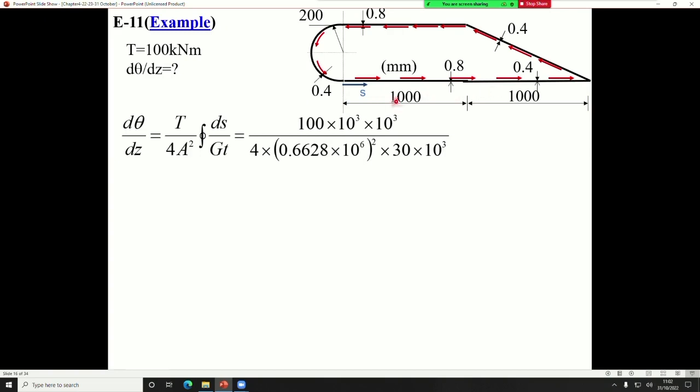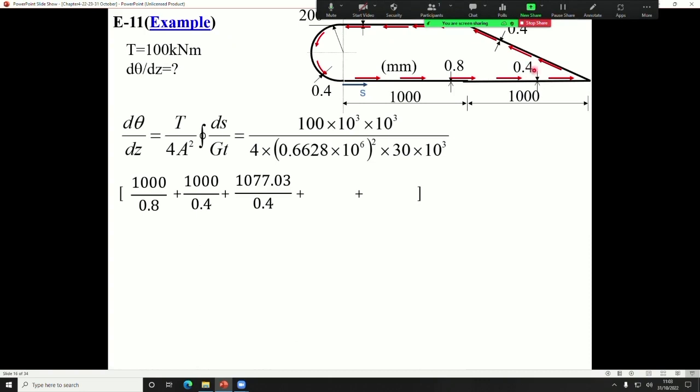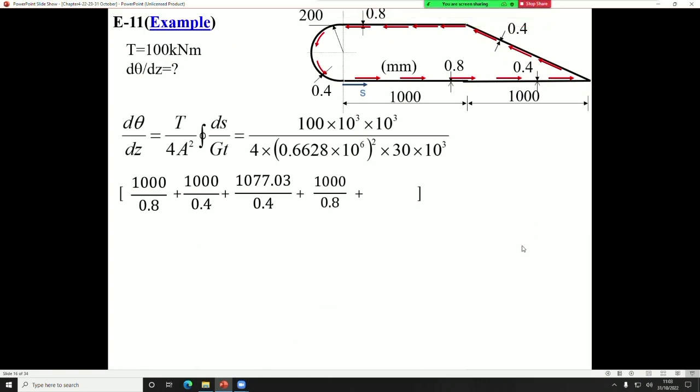The length is 1,000 millimeters and the thickness is 0.8. So this is the first term, for the first panel. The second panel, 1,000 divided by 0.4. As I said, I divided it into 1, 2, 3, 4, 5 pieces. So this is for the diagonal edge divided by its thickness, to the top panel and the semicircular ones.